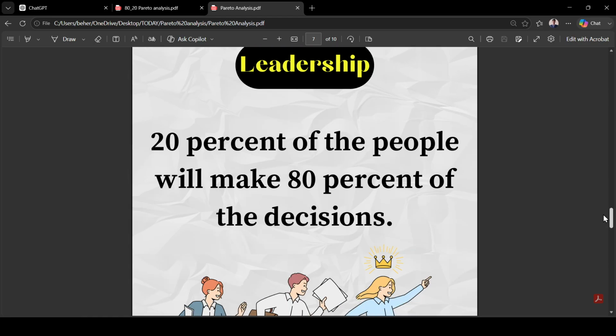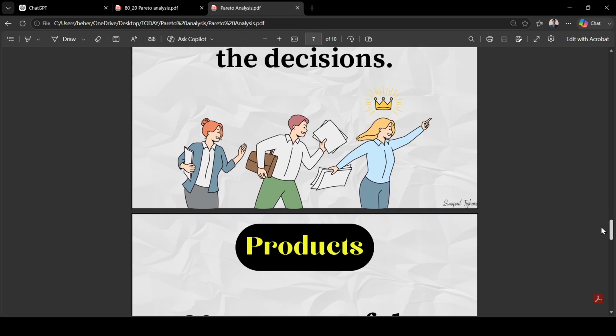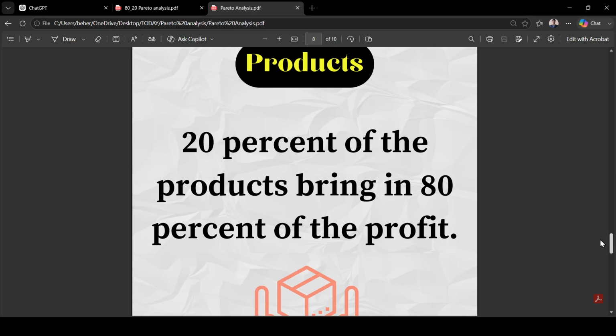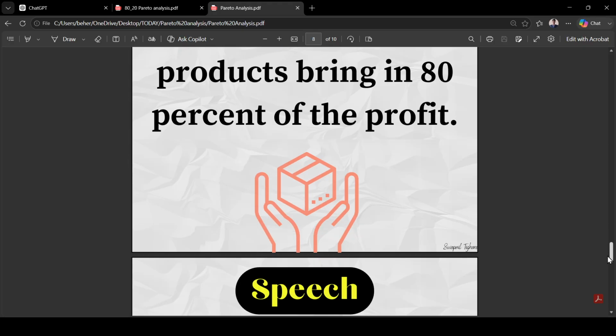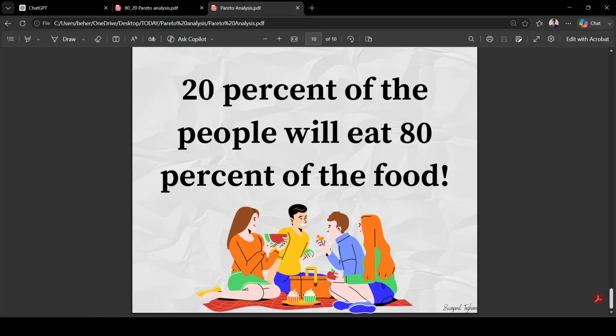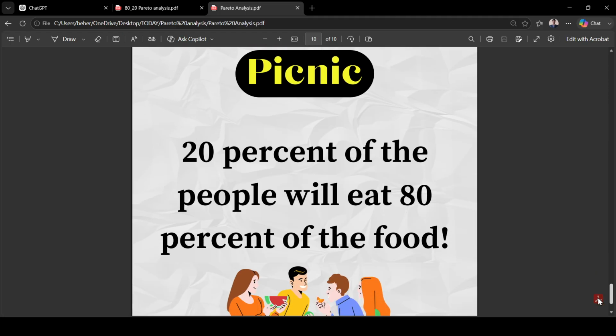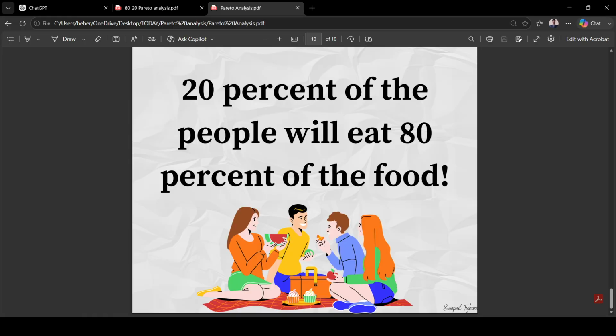Then leadership: 20% of the people will make 80% of the decisions. Products: 20% of the products bring in 80% of the profit. Speech: 20% of the presentation produces 80% of the impact. Then picnic: 20% of the people will eat 80% of the food. So that is all about the Pareto analysis.